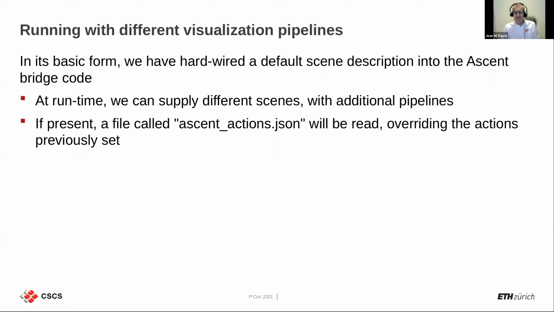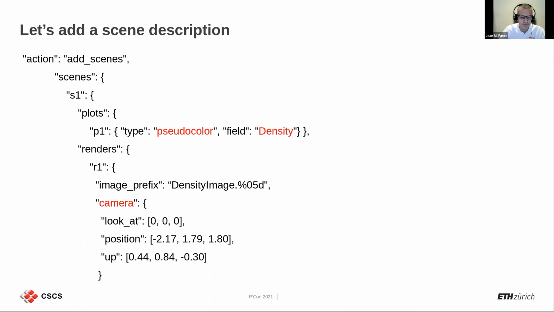In the basic form of the Ascent instrumentation, I have a hardwired default scene description. And that scene really is: take the points, render them, and make an image. Now, with Ascent, at run time, I can supply different visualization pipelines. And the way this is done is with a JSON file called Ascent actions, which is read at run time and which overrides the basic template definition of the scene. So let me go through that example.